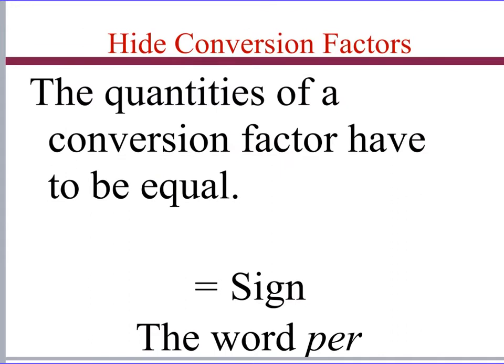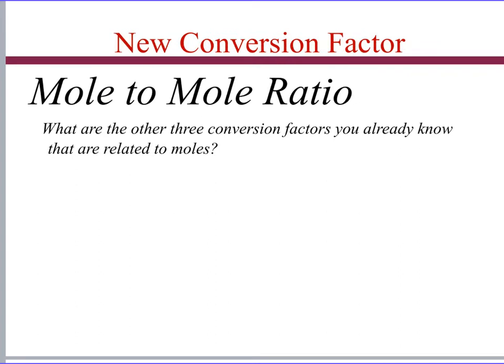Okay, I'm just going to start off by saying the formatting of this slide did not all transfer over. So once again, remember the ways that conversion factors could be hidden: with an equal sign, the word per, the word in, and then a ratio is also an example of a conversion factor. So the point of this slide was to remind you guys that technically mole ratio is an example of a conversion factor. So mole-to-mole ratio is a brand new conversion factor.